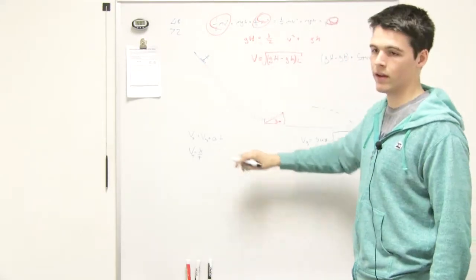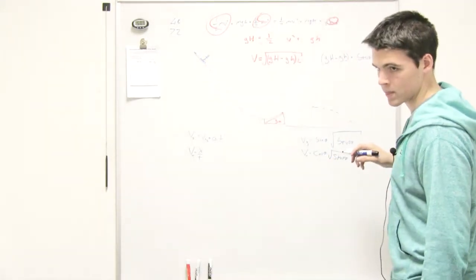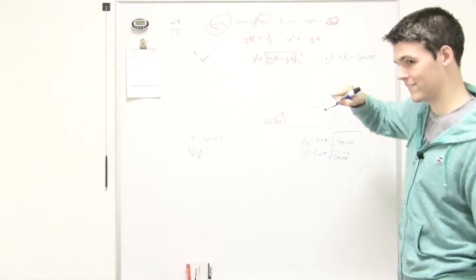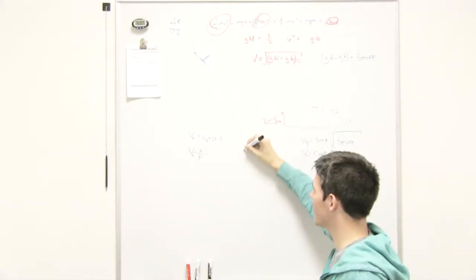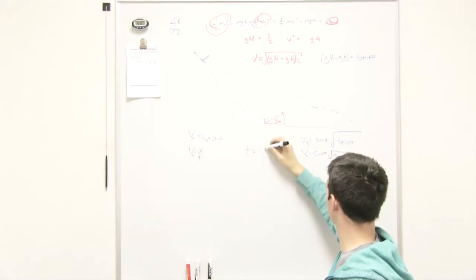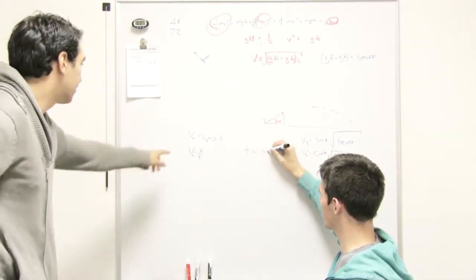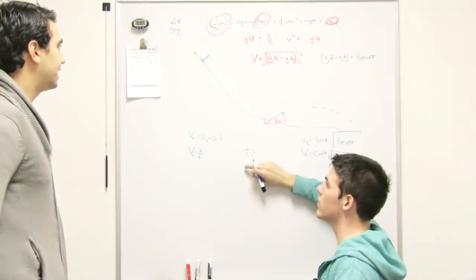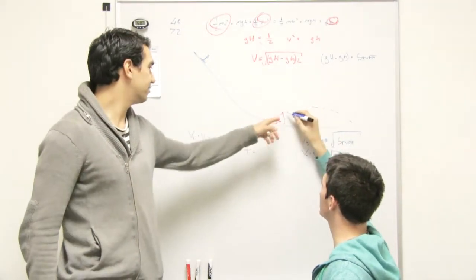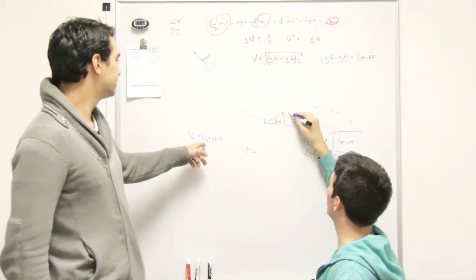What's a? Do we have a? Well, if it's y, then it's just going to be 9.8. Perfect. So this is our y final and this is our y initial. So we know our y final. So what's our y initial? Our y initial is that.